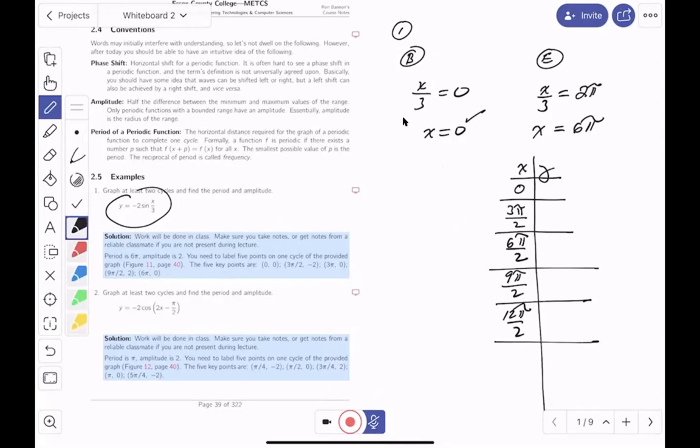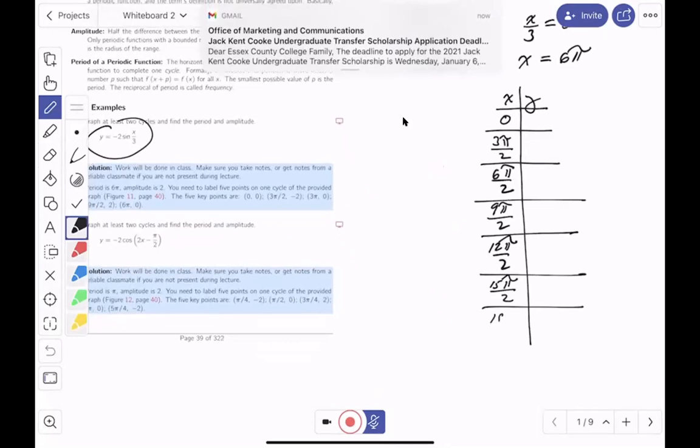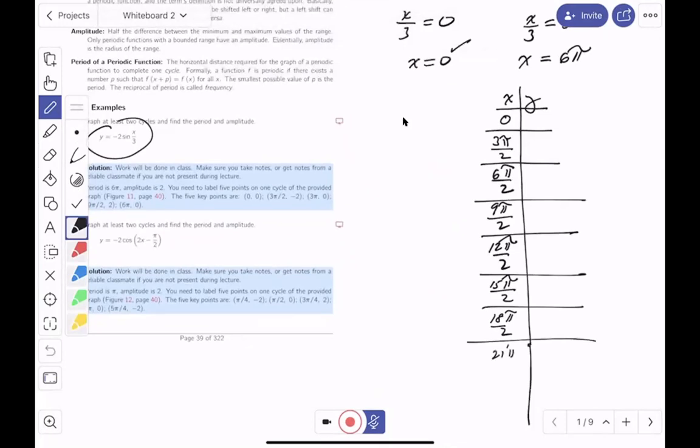And that's going to be what? If I'm doing 3 pi over 2, that's going to be 15 pi over 2. Now, what's nice about counting, you can count all day long with this. All right, 18 pi over 2. 21 pi over 2. Now, I'm getting kind of tired of counting.